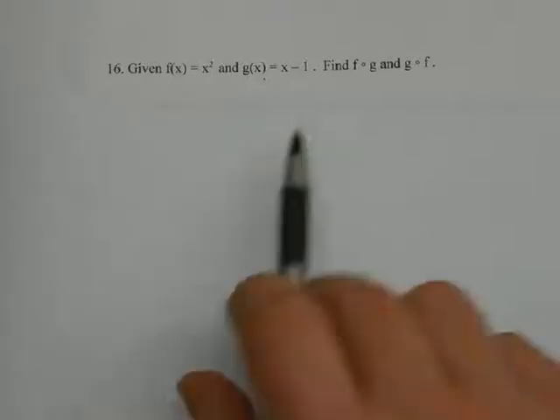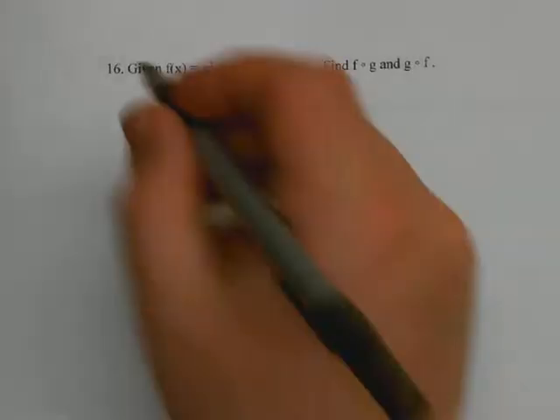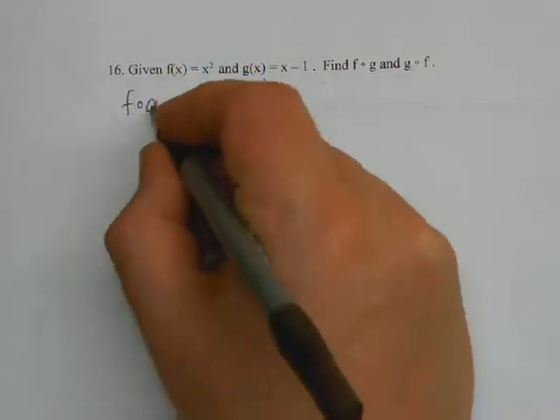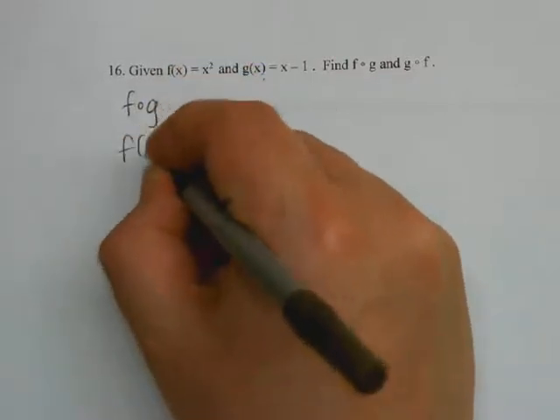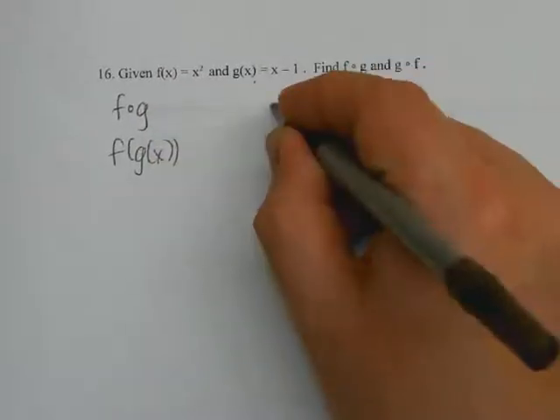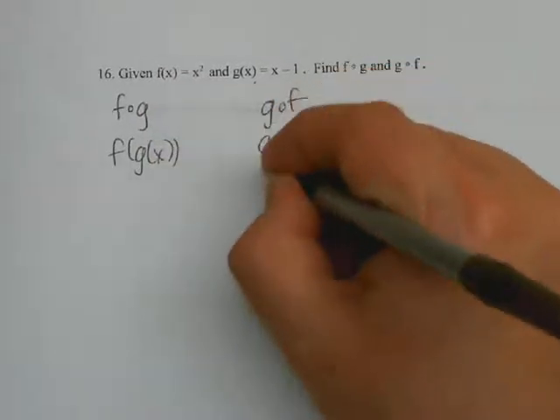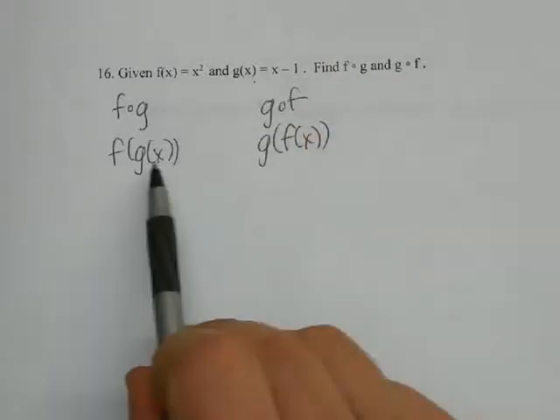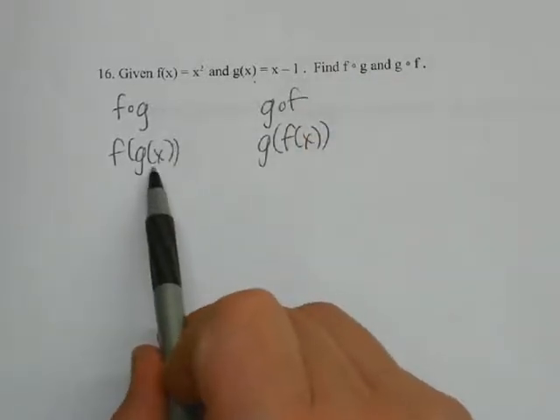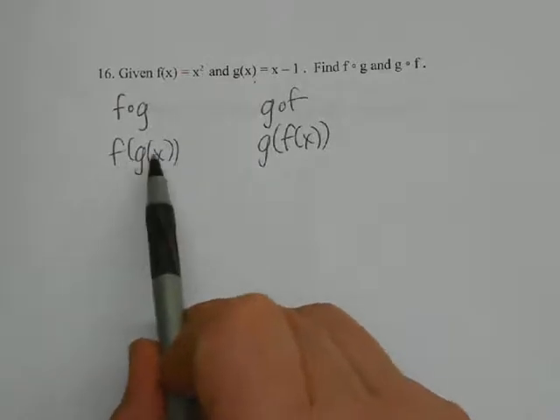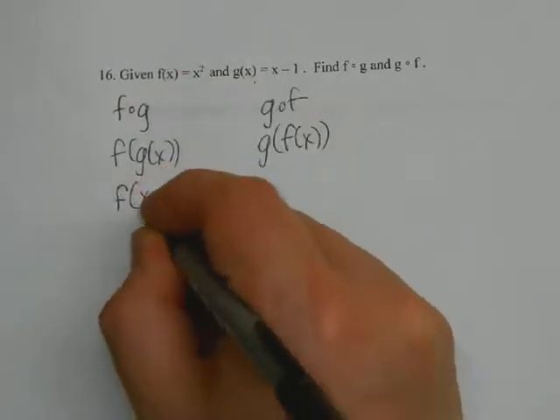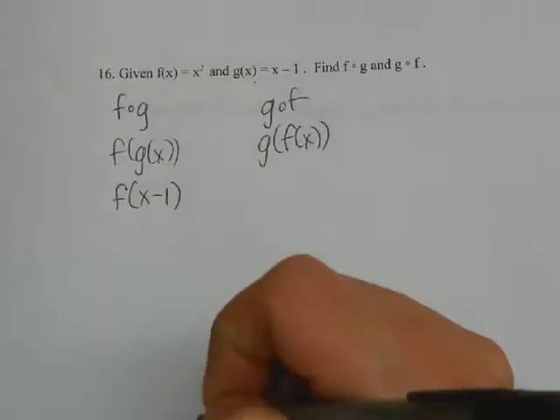So first up with number 16, we're asked to find two compositions of functions. Sometimes called FOG is f of g of x, and the other one is g of f of x. So for the composition, we're going to take the inside function and plug it into the outside function. So for the first one, we're going to take the x minus 1 and plug it into function f.